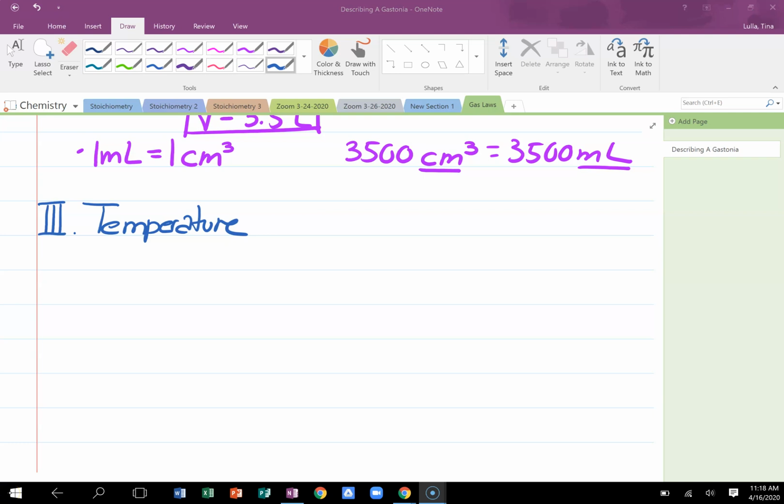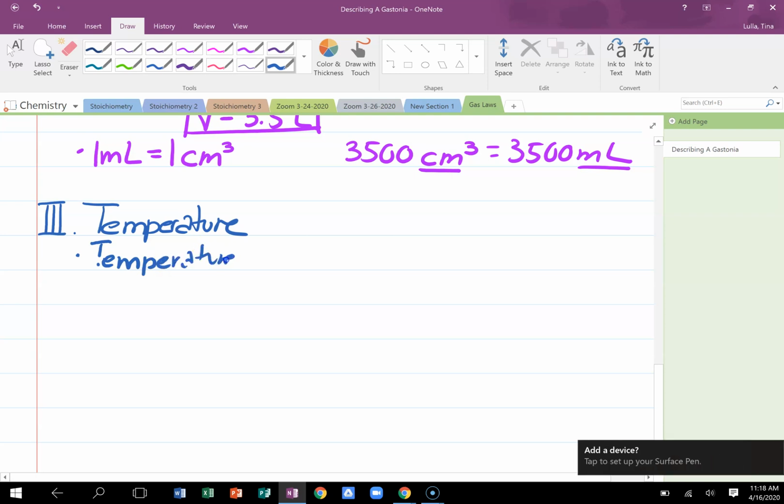Okay, so we learned yesterday that temperature is a measure of kinetic energy. How temperature works is the higher the temperature, the higher the kinetic energy, of course, which is the energy of motion. So temperature is a measure of kinetic energy. That's important to know.